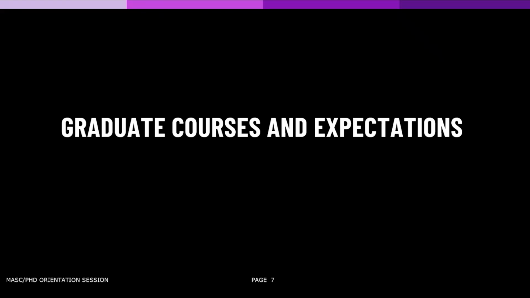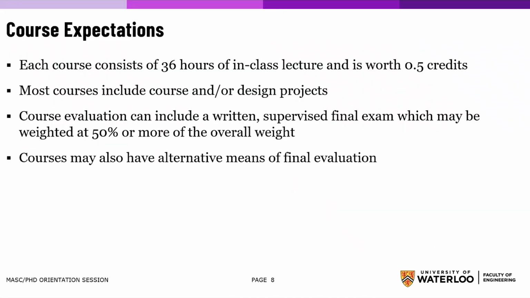So let's talk about courses and the general expectations that you can have for your courses. Each course generally consists of 36 hours of in-class lecture and is weighted at 0.5 credits. This is really confusing for people that come from other institutions that use a 3-credit system or a multi-level. Sometimes credits are worth 7 or 8 or 6 or 2. It just depends on the course. Pretty much everything you're going to see through systems design is a half-credit course, and that is a full course.